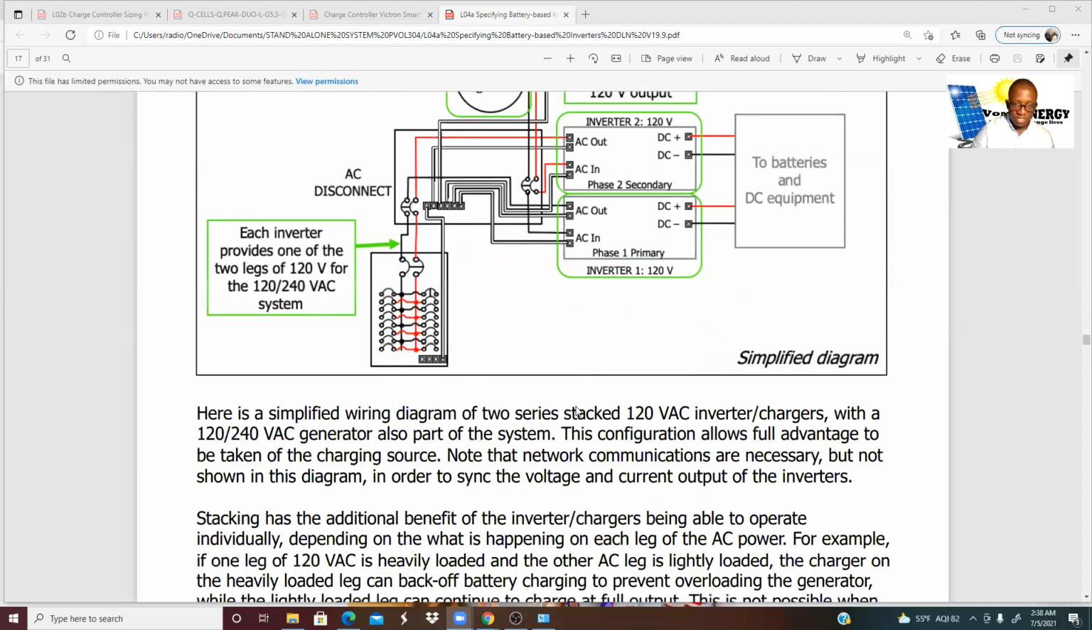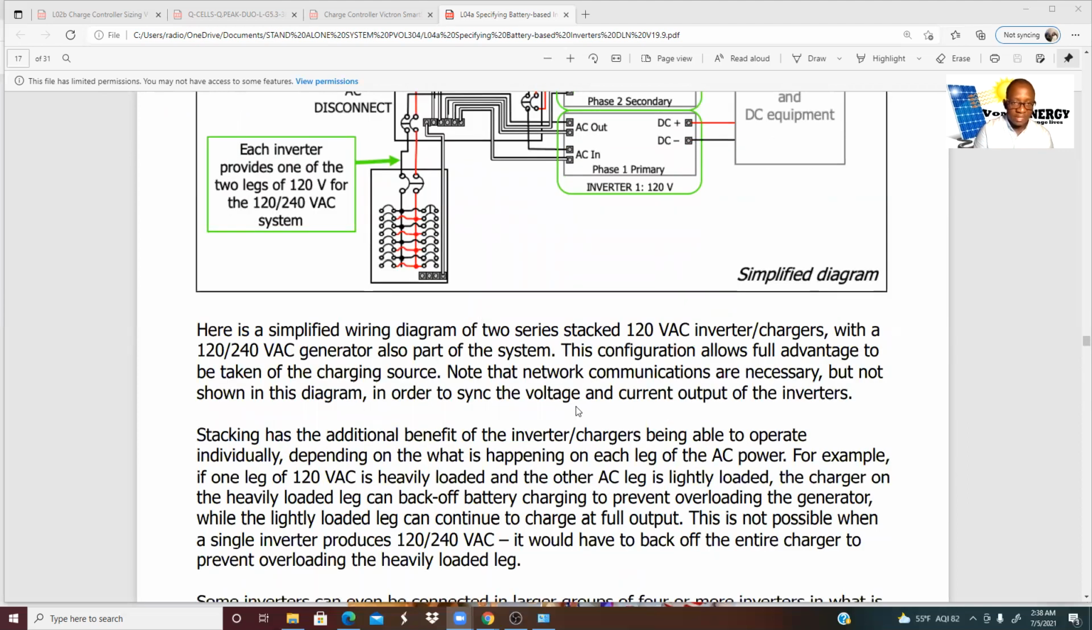We'll explain this further. Here is a simplified wiring diagram of two series stacking 120 volt inverter chargers with a 120 to 220 volt generator also part of the system. This configuration allows full advantage to be taken of the charging source. Note that network communications are necessary, but not shown in this diagram, in order to sync the voltage and current output of the inverters.